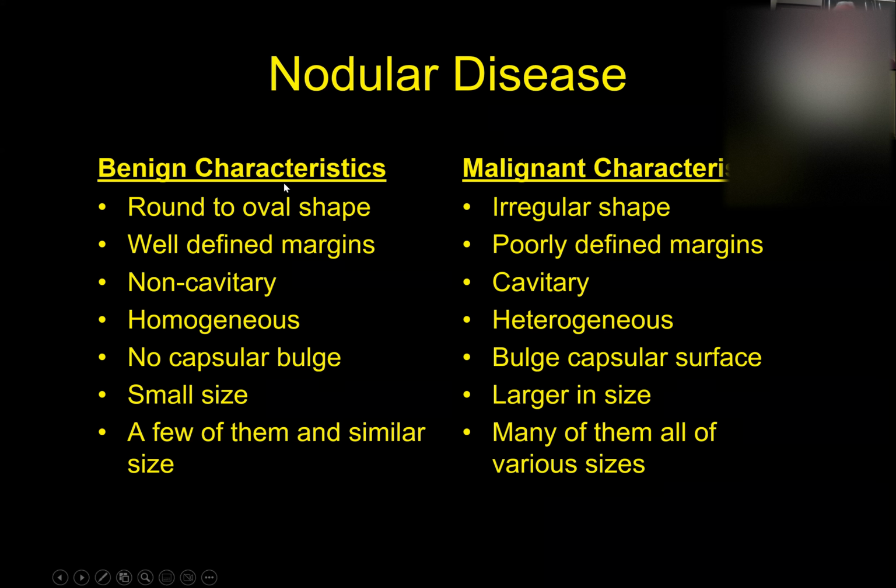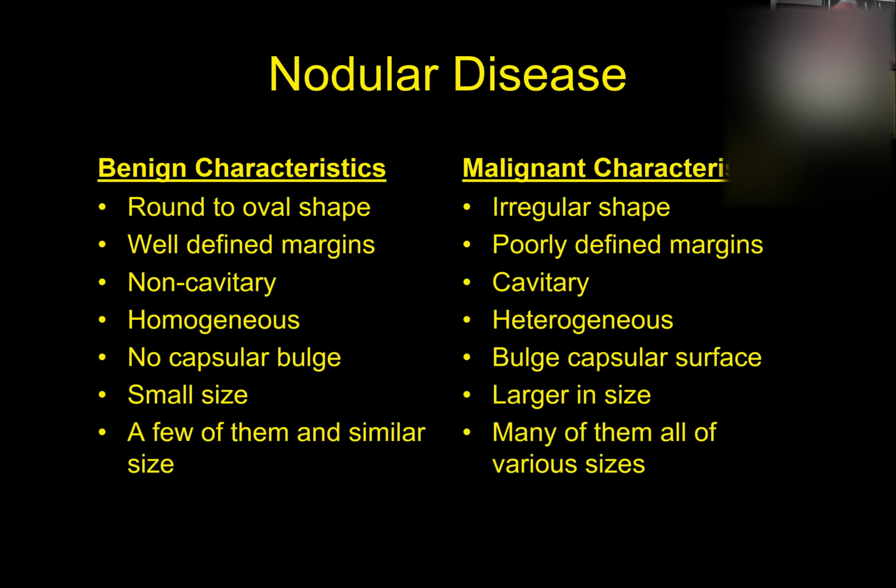Okay, so things that would lead me, in the appearance of a nodule, to think it's most likely going to be benign is if that nodule is round to oval in shape, if it has well-defined margins, most of the time that's going to lead you to think maybe benign, okay? If it's non-cavitary, so what do I mean by that?